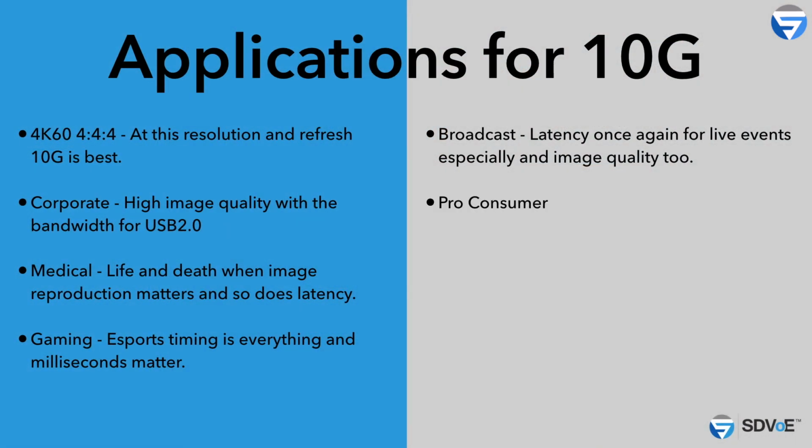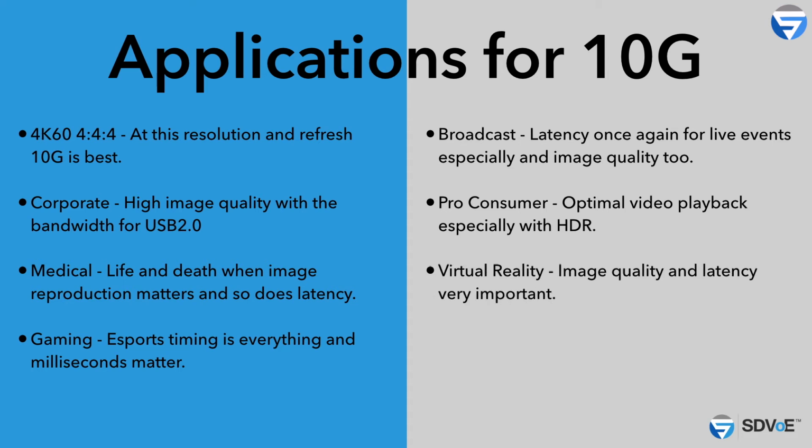Prosumer, once again, they want to do HDR. They want the best. They're doing the home theaters. They don't want any type of artifacting. That's where, once again, 10 gig comes in. Virtual reality, trying to trick the human mind. You cannot be altering the image, changing the colors, having artifacts. Once you do that, you are not getting the realism of what you're trying to achieve with virtual reality. So from a virtual reality standpoint, once again, perfect for 10 gig. 1 gig falls short on that stuff.